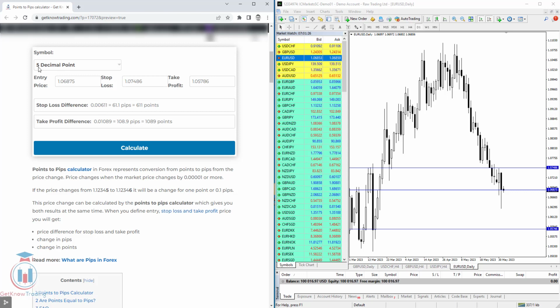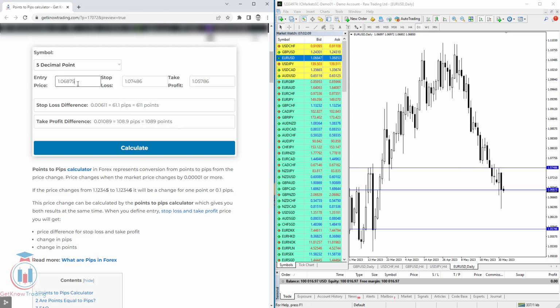Now for the stop loss you get 0.00611, and because you have 5 decimal points, that means if you would like to get the number of pips, you would get here the last, second and third decimal point from the right would be a number of pips, and here the last point is the last decimal point, the 5th one is the number of points. So you have 1 point, which means if you calculate this one with this calculator, you get 61.1 pips or 611 points. This means also for the take profit, the price difference is by 108.9 pips or 1089 points.